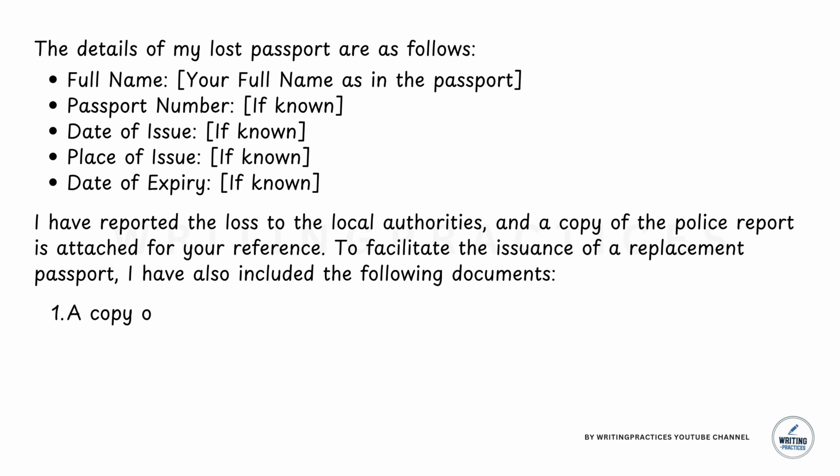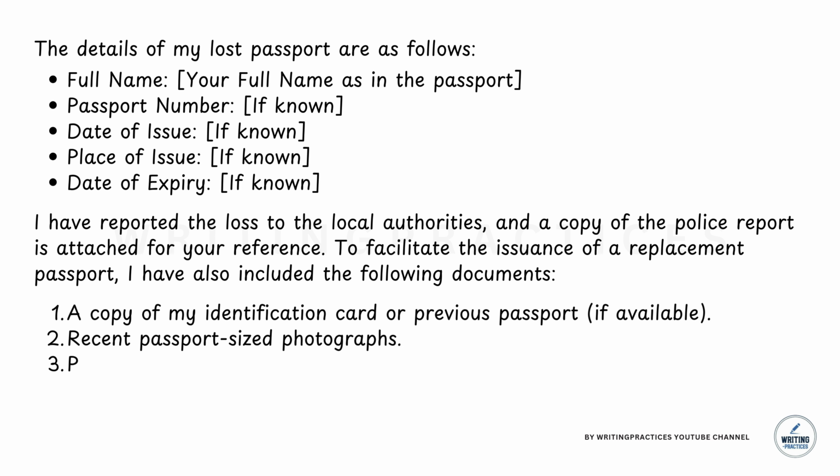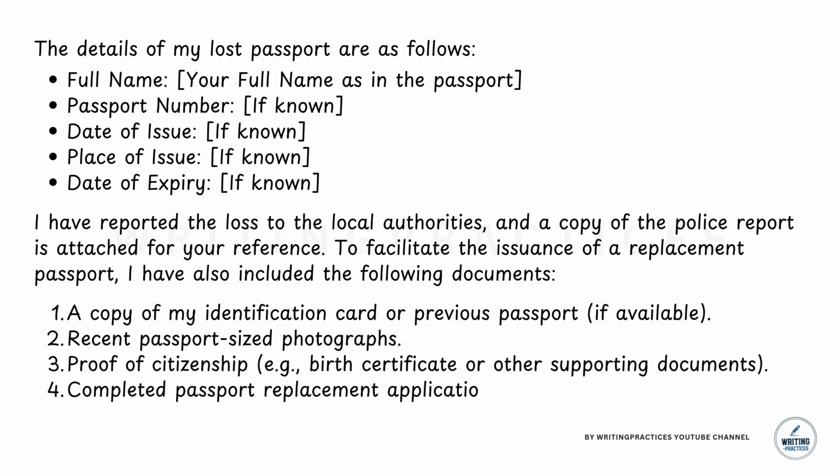Supporting documents. List the documents you've attached to support your request. From the template: To facilitate the issuance of a replacement passport, I have also included the following documents. A copy of my identification card or previous passport, if available. Recent passport-sized photographs. Proof of citizenship, such as a birth certificate. Completed passport replacement application form, if applicable. Providing a clear list ensures the embassy knows what to expect in your submission. Double-check that all documents are accurate and complete to avoid delays.